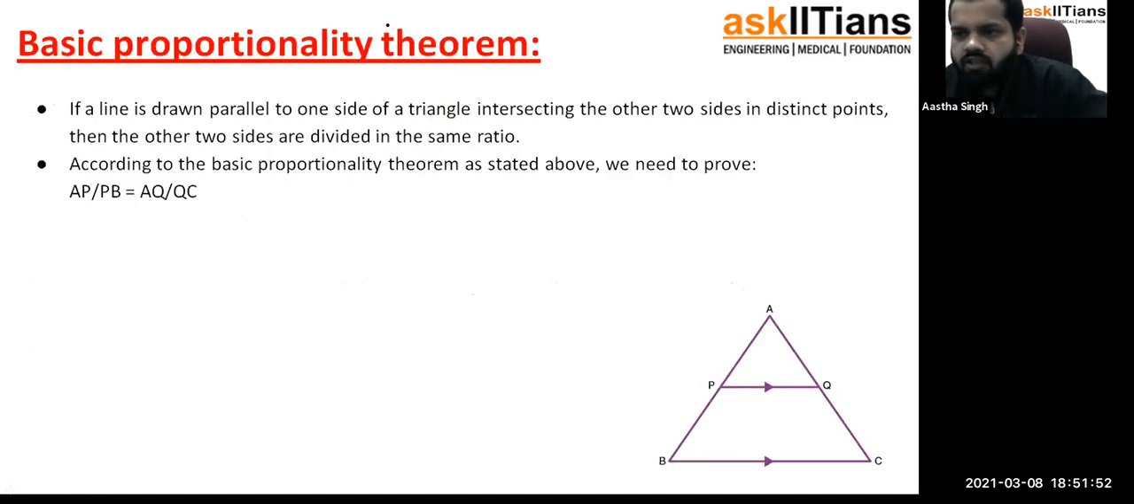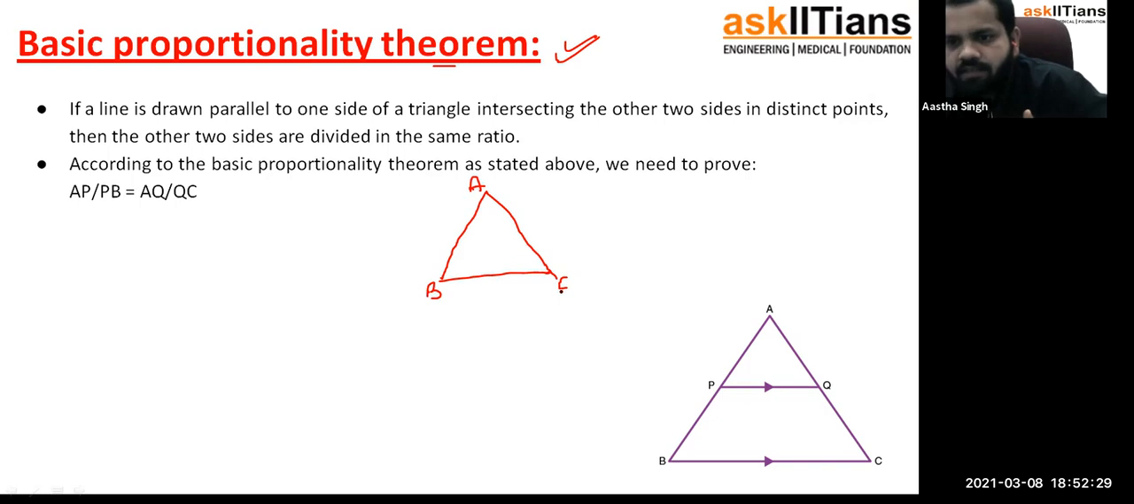So yeah, now comes the main chunk or the main concept for this session, that is basic proportionality theorem. Right? It's a very important theorem for your ninth standard, and also it comes for your 10th standard. If a line is drawn parallel to one side of a triangle, let's suppose this triangle we are talking about, A, B, C. First understand what the theorem says. If a line is drawn parallel to one side of a triangle, suppose that side is BC, intersecting the other two sides in distinct points, let's suppose this point P and this point Q, and it is given that these lines are parallel, right? Distinct points, and then the other two sides are divided in the same ratio.